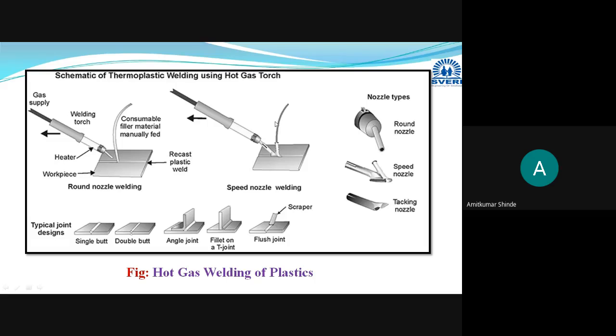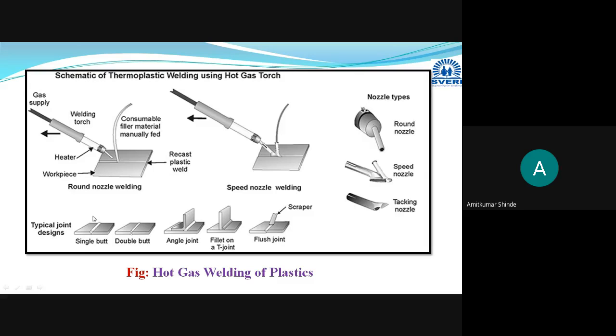Either you use the nozzle to apply the pressure, or you use the filler material, the welding rod, to apply a small pressure. Sufficient time will be provided, and after that it will get hardened, and these two workpieces or parts will get joined. So this is the hot gas welding process.